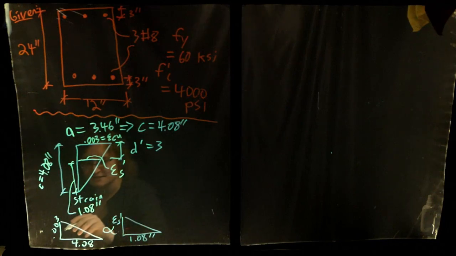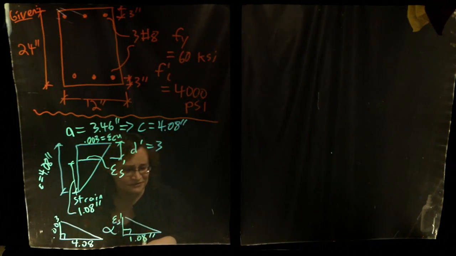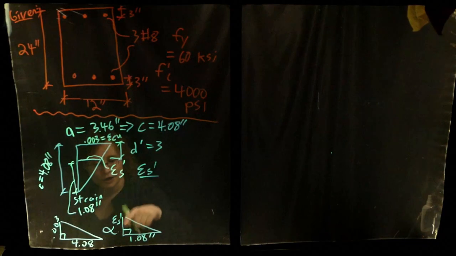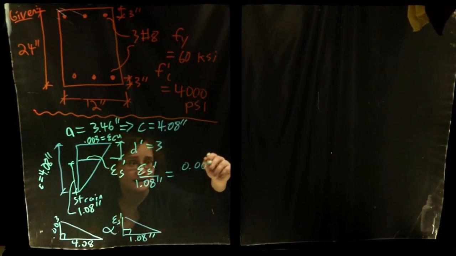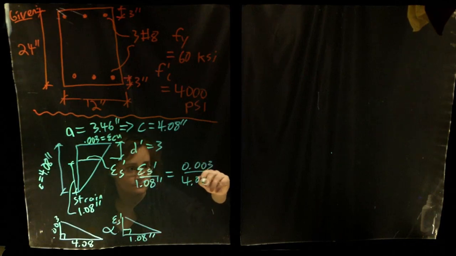So in other words, because these are similar right triangles, this over this is equal to this over this, or I could say this over this is equal to this over this. It's just basic. I mean, this is middle school geometry. Hopefully not too bad. So epsilon S prime over 1.08 inches is equal to 0.003 divided by 4.08 inches.